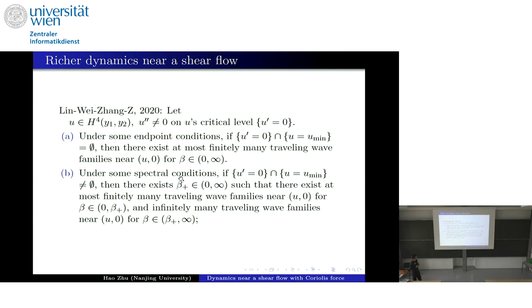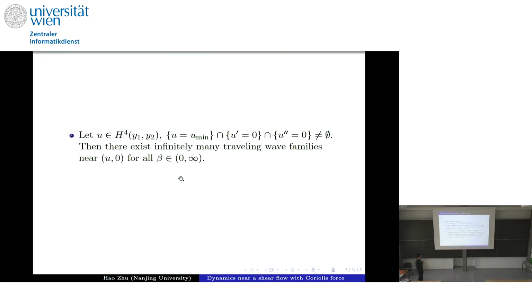If this condition is not true, I mean there is a point which is critical and minimal, then there exists a critical value. Before this critical value, there are at most finitely many traveling wave families, and after this value, there are infinitely many traveling wave families. All of these traveling wave families are due to the isolated real eigenvalues. So the traveling speed is not in the range of U.